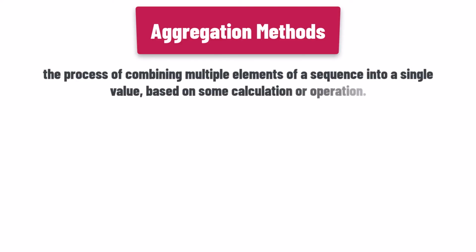Aggregation is the process of combining multiple elements of a sequence into a single value, based on some calculation or operation. This can be useful when you need to compute statistics or perform other calculations on a sequence of data.